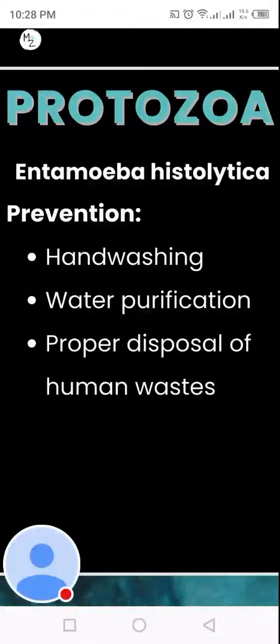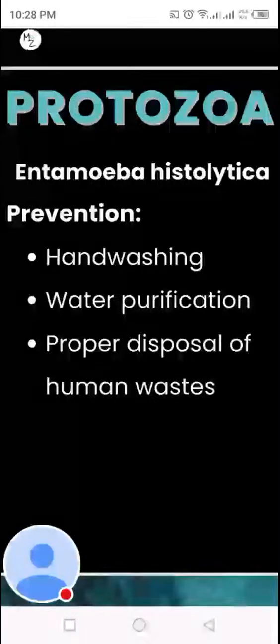Number one is hand washing. Good personal hygiene can help us prevent the infections caused by Entamoeba. The second one is water purification, specifically the water that is supplied to the houses in different societies, which needs to be purified, to prevent outbreaks of amoebiasis in those areas.